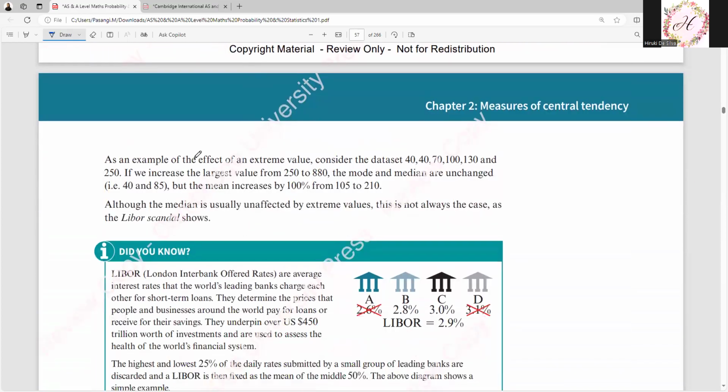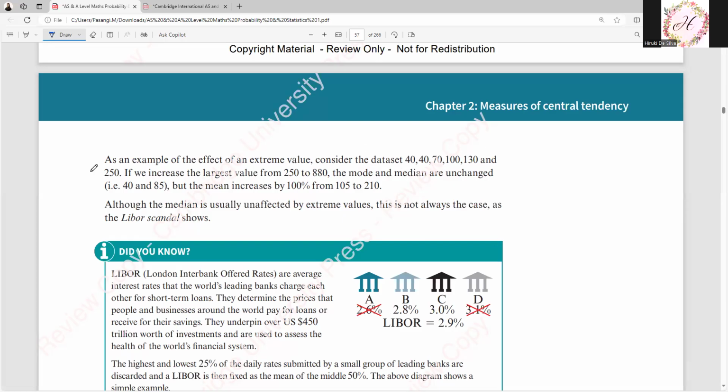So as an example of the effect of an extreme value, consider the data set 40, 40, 70, 100, 130, and 250. If we increase the largest value from 250 to 880, then the mode and median are unchanged. That is 40 and 85. But the mean increased by 100% from 105 to 210. Why does that happen? Now the original data set is this one.